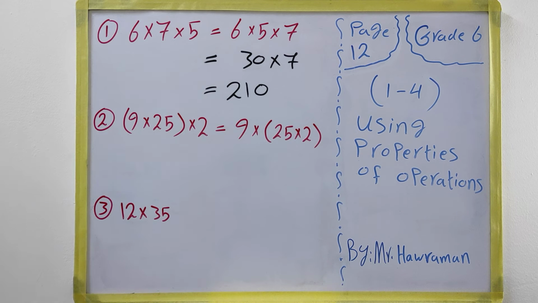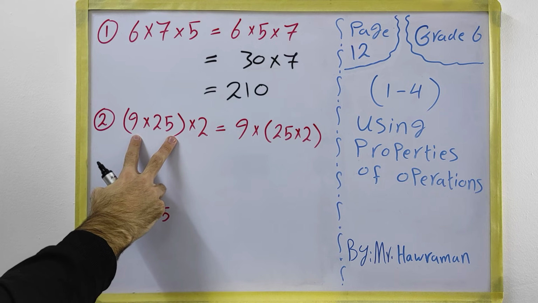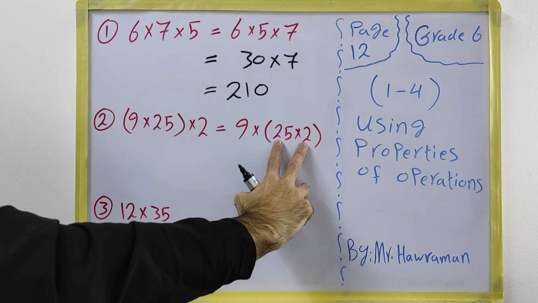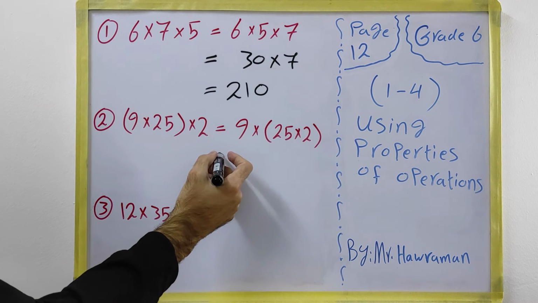For the next one, we have the associative property. In the associative property, we don't change the places. We just have a bracket. You can multiply these two at first, or you can multiply the other two at first. Which one do you think is easier? You can do that one at first.